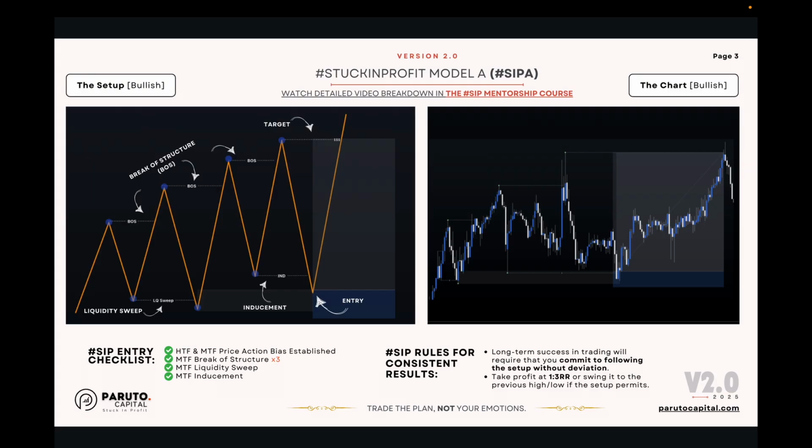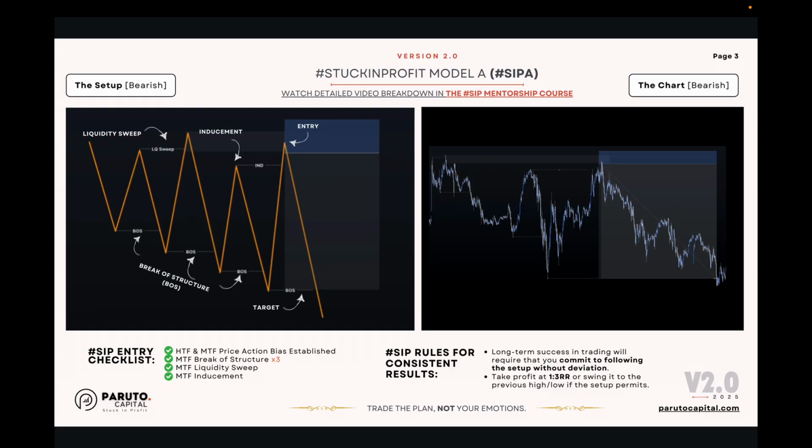So you just need to take this every time you see price action. You just need to know, is this model A? If you have a sweep, then maybe it's model A building up, and then you just need to make sure all these checklists are in place, and then you take the trade. As simple as that. Now, this is for the bullish price action.